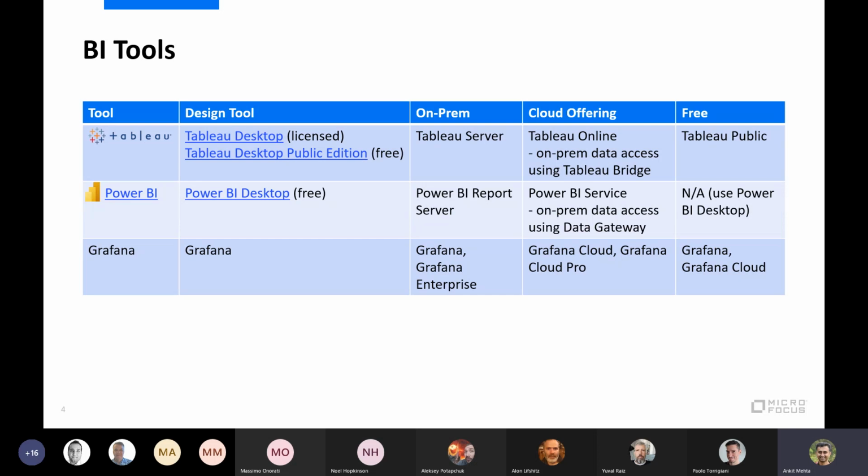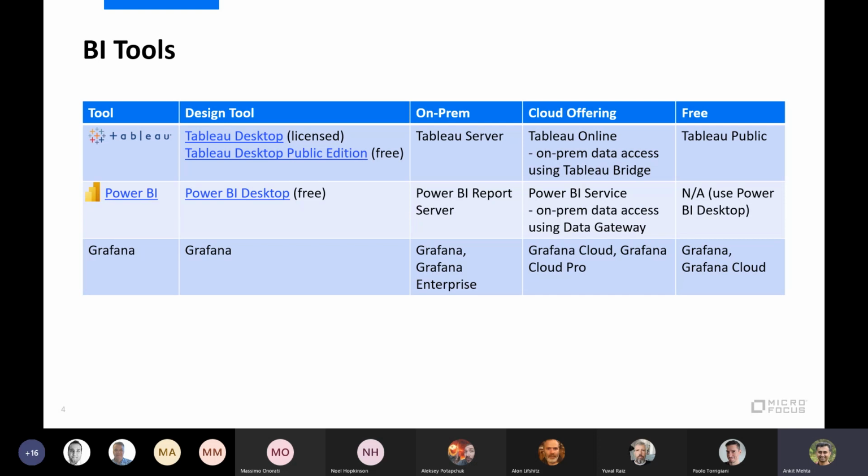Finally, Grafana. So Grafana is free. Also, they do have some licensed version called Grafana Enterprise. And they also have a cloud offering called Grafana Cloud, which is free, and then Grafana Cloud Pro, which is licensed, right? So that's just very quick information about BI tools that we have highlighted in the white paper.